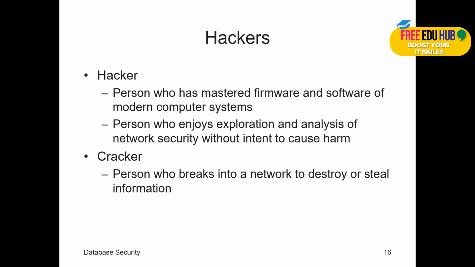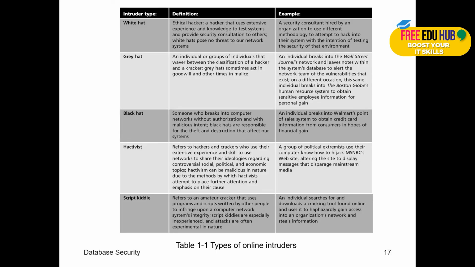These are the different things like white hat hackers, gray hat hackers, black hat hackers, hacktivists, and script kiddies. Just to be brief, white hat hackers are ethical hackers, hackers that use extensive experience and knowledge to test a system. Gray hat, an individual or a group that wavers between the classification of a hacker and a cracker. It could be a good guy, it could be a bad guy.